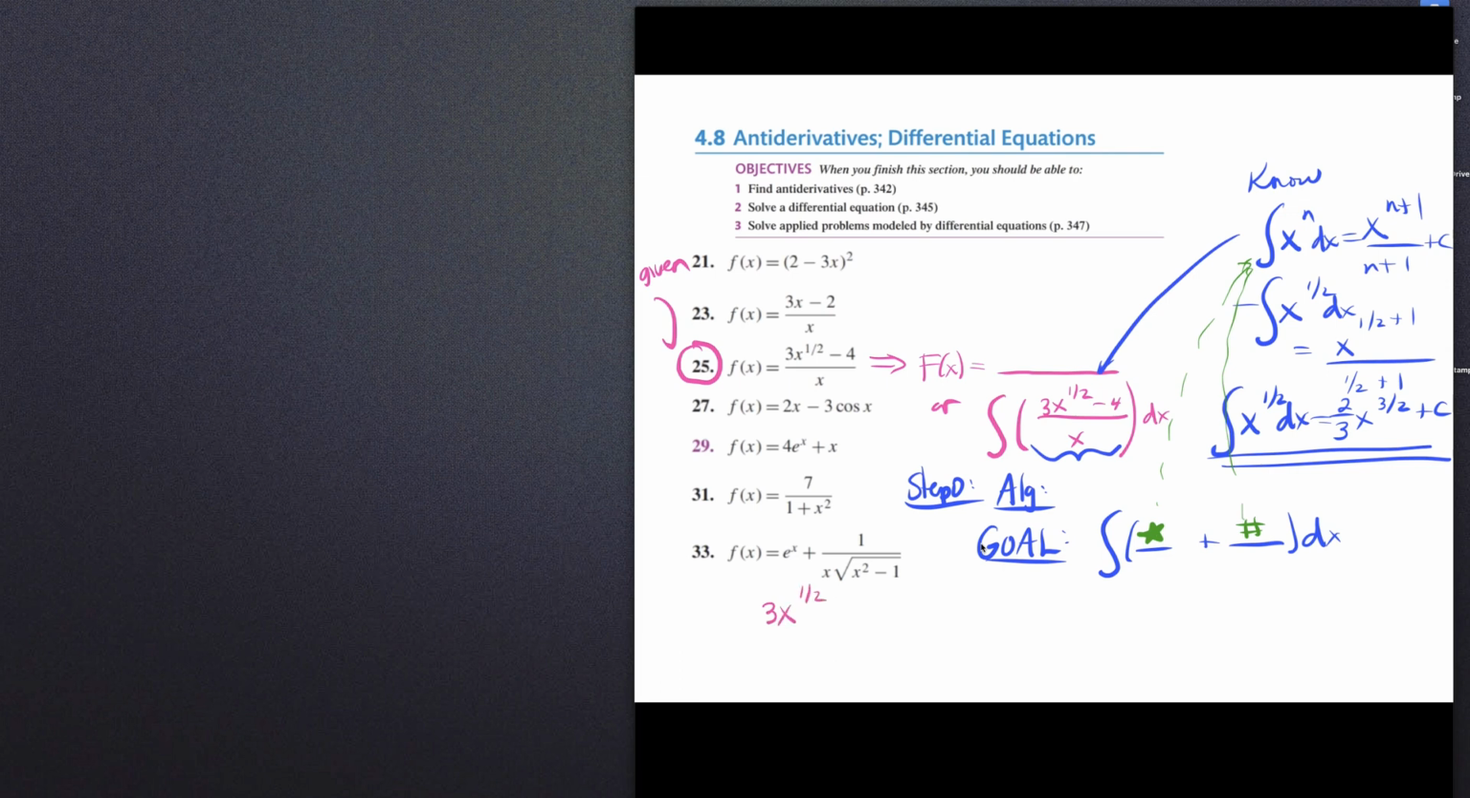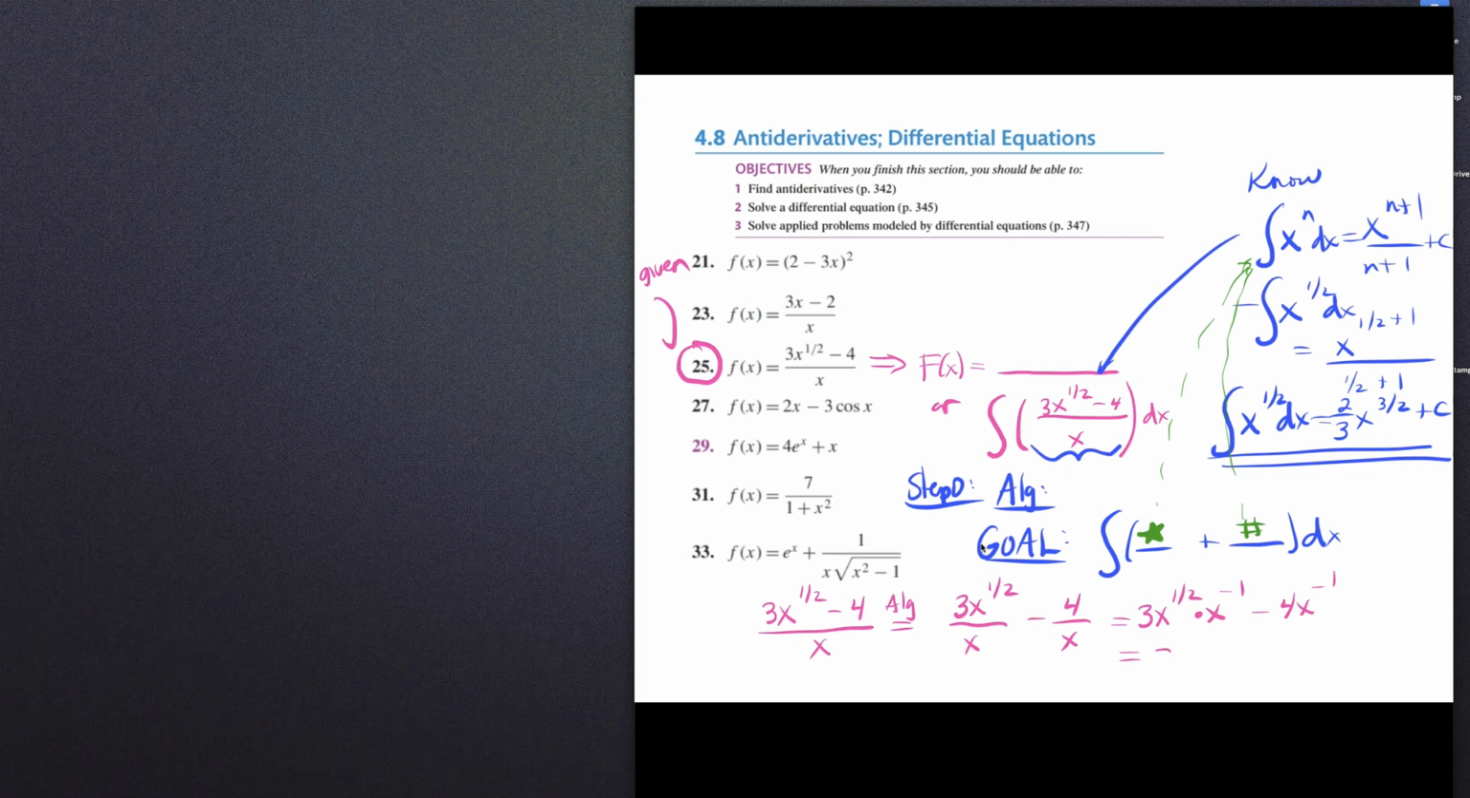3x to the 1/2 minus 4 divided by x is the same thing, using algebra, reversing, finding the common denominator. This problem has a common denominator, and we are trying to undo that. So here is some algebra. This is the same thing as 3x to the 1/2 multiplied by x to the -1 minus 4x to the -1.